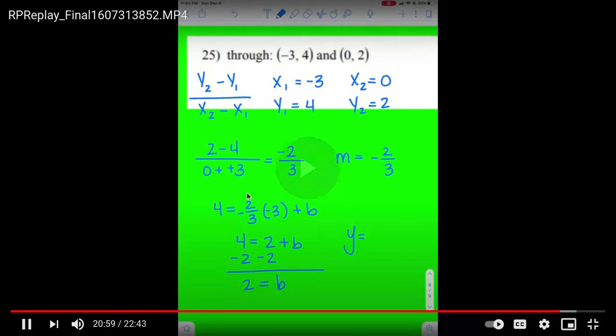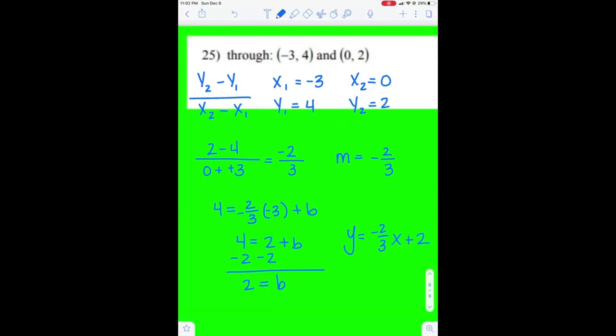So now I can write an equation. y is equal to negative 2/3 x, because that is m, plus 2, because that is b.